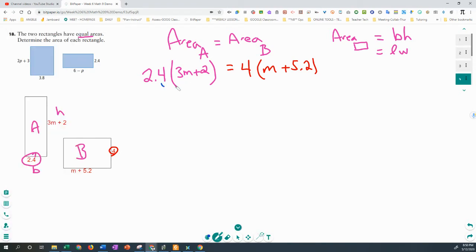You're going to distribute the 2.4 through here. 2.4 times 3m is 7.2m. 2.4 times 2 is a positive 4.8. Okay, let's distribute the 4 through here. Remember, of course, this is just a single 1m. 4 times 1m is 4m. And 4 times 5.2 is, well, 4 times 5 is 20, plus 4 times 0.2 is 0.8, so 20.8.